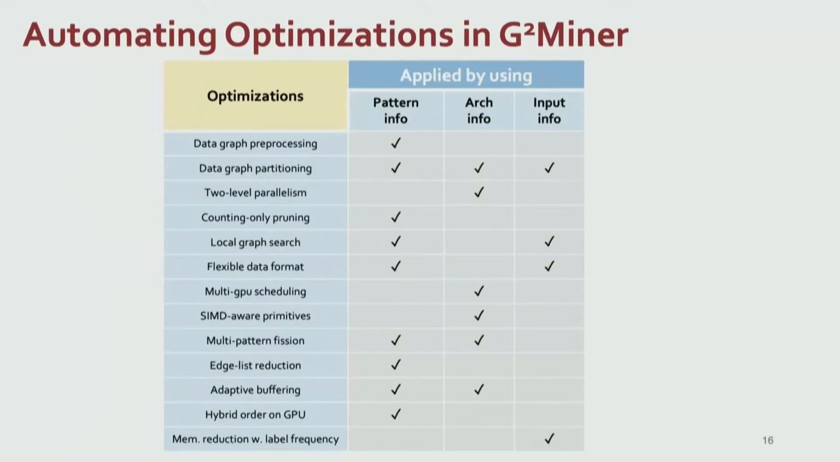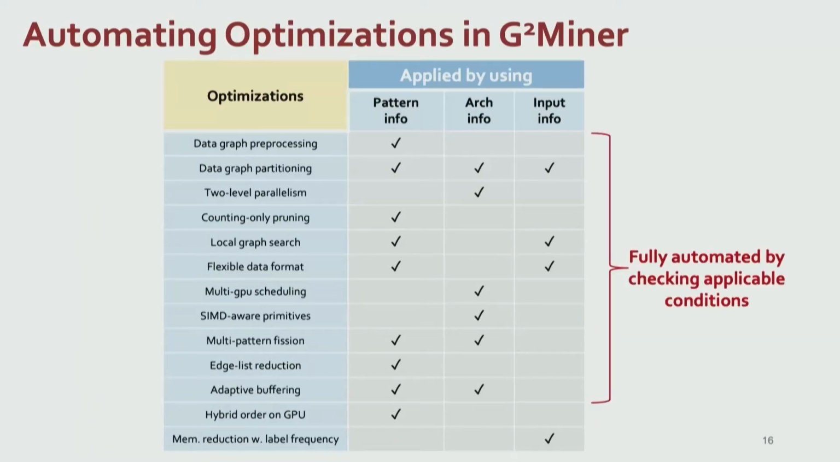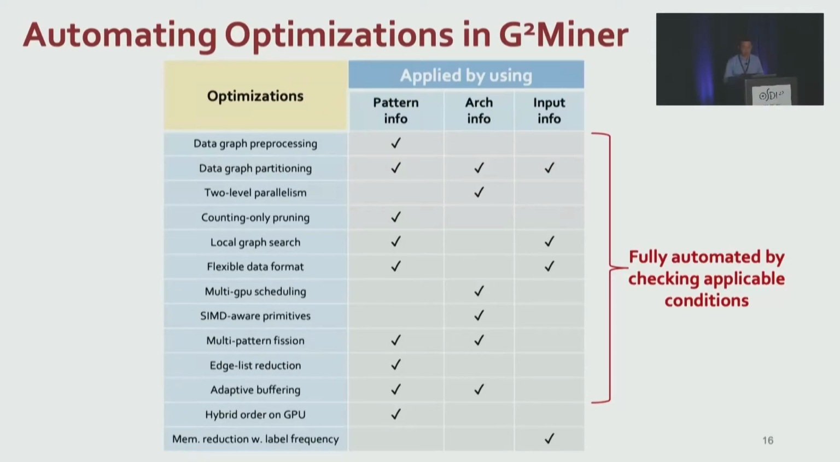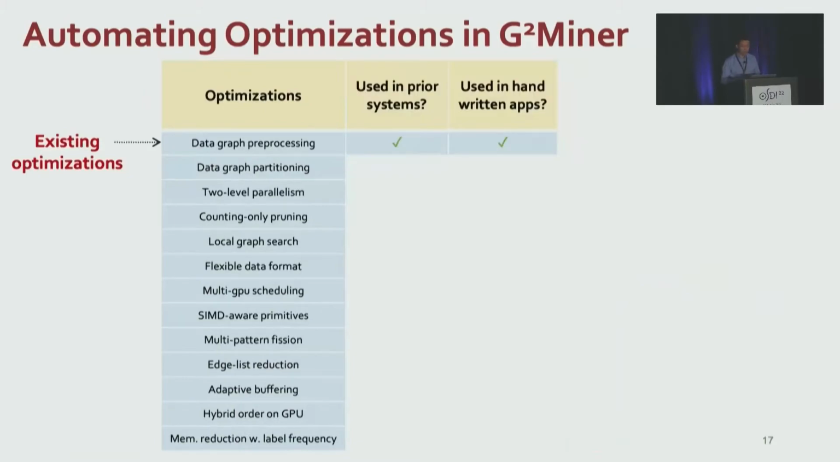And this table here shows which information is required to enable each of these optimizations. Most of these optimizations are automated by checking the applicable conditions using the corresponding pattern, input, and architecture information. And the last 2 need some simple user guidance. And notice that among all these optimizations, there are some existing optimizations that have been used in both prior systems and hand-optimized applications.